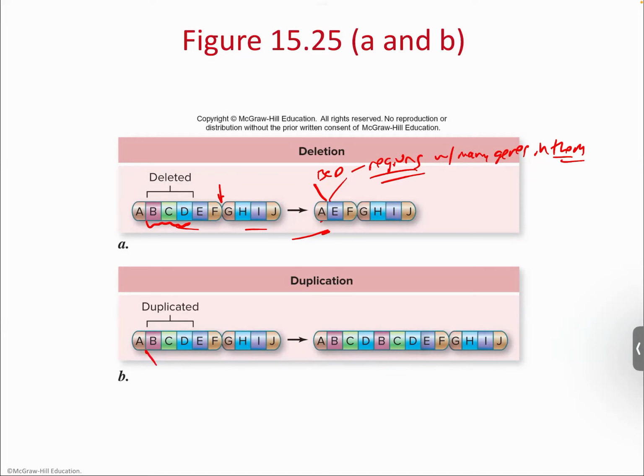So we're going to take the same scenario, the same area, so the BCD version, and we're going to duplicate this. So we're going to go A, BCD, and then BCD again.